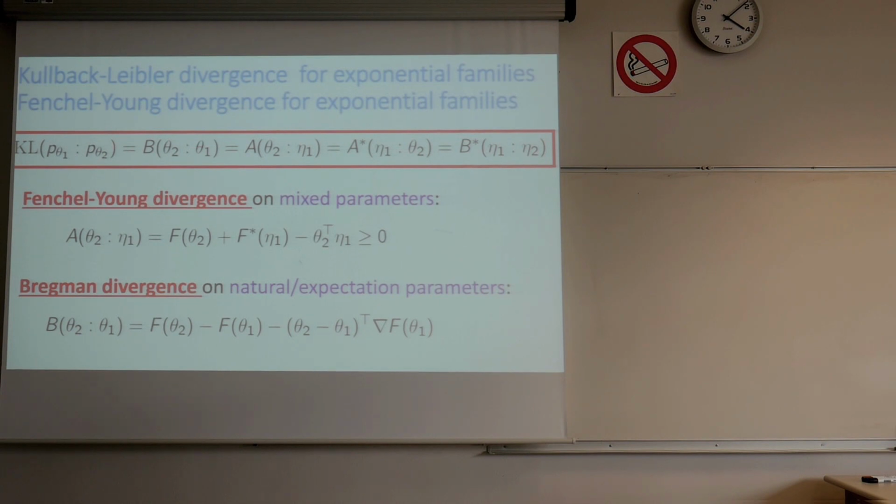That is a statistical divergence between two distributions of the same exponential family. So here, a difference is that Bregman divergences are between the same parameters, eta or theta parameters, natural parameters or moment parameters, but the Fenchel-Young divergence, which arises from the Fenchel-Young inequality, is between mixed parameters, right? So it's a thing.